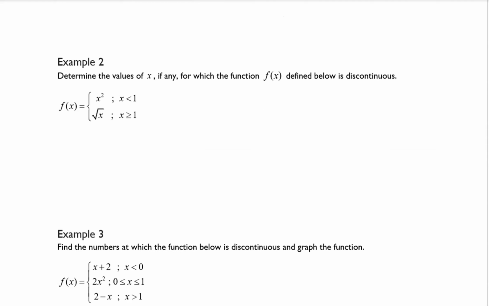Example 2 says determine the values of x, if any, for which the function f of x defined below is discontinuous. Now, here we have what's called a piecewise function. This particular piecewise function is made up of two subfunctions. The first subfunction is x squared, and the second subfunction is the square root of x. Now, x squared is an example of a polynomial. And recall from an earlier rule, we said that polynomials are always continuous for all values of x.